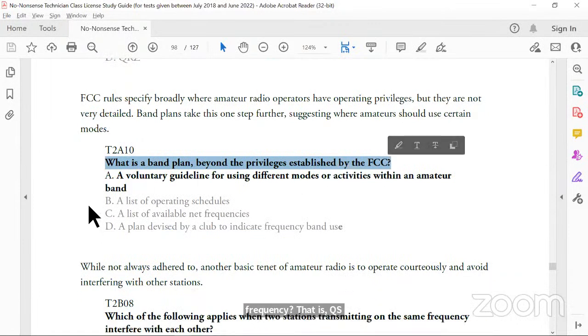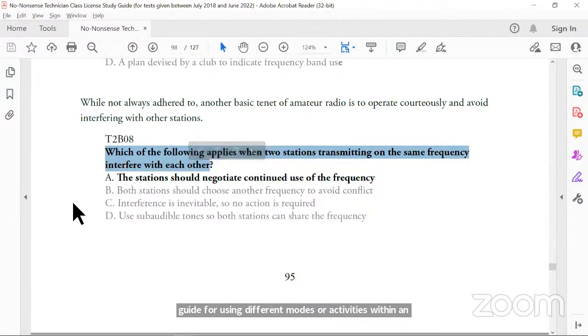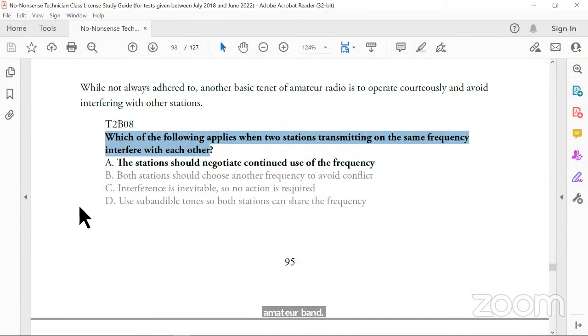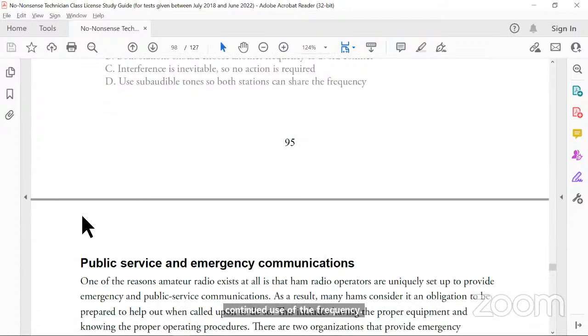Next question. What is a band plan beyond the privileges established by the FCC? It is a voluntary guide for using different modes or activities within an amateur band. All right, which of the following applies when two stations transmitting on the same frequency interfere with each other? So, courtesy is contagious. So the stations should negotiate continued use of the frequency. In other words, be nice, talk to each other, work it out.